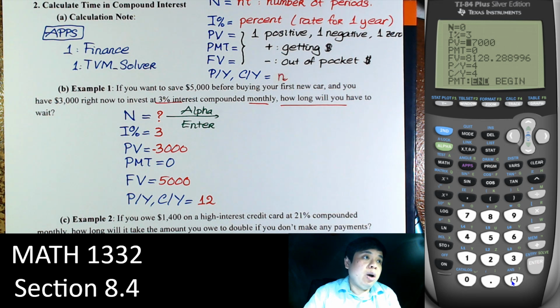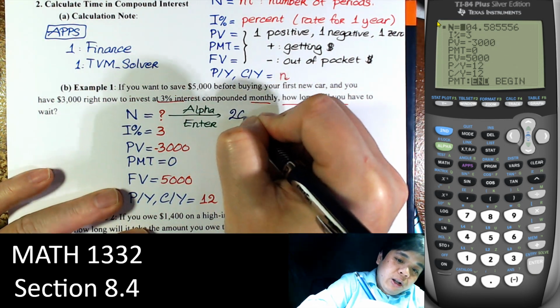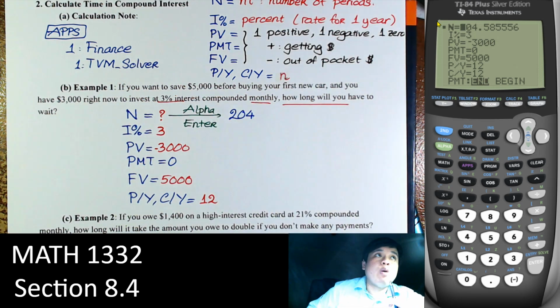Present value, we invest $3,000. Payment, there will be none. Future value, we hope to get 5,000, and 12 times a year. The last two are always the same, so we just need to put one of them. Now just go back to N and hit alpha, enter. So that gives us 204 payments, 204 periods.